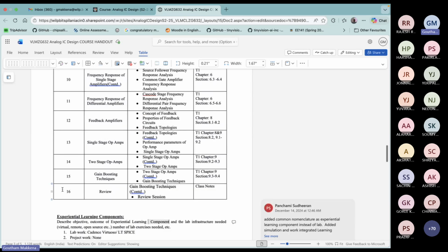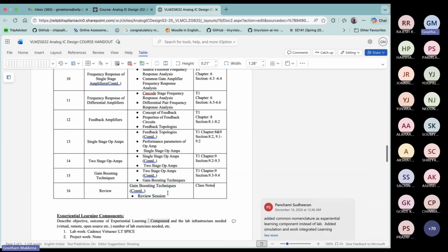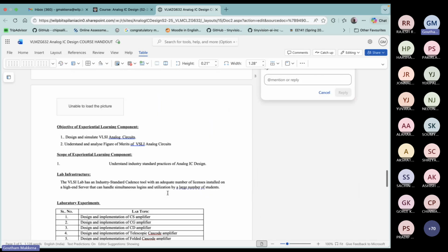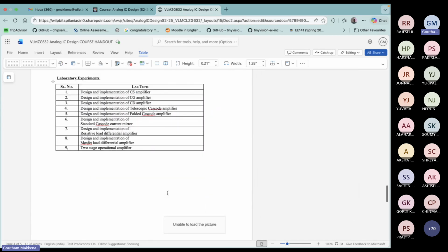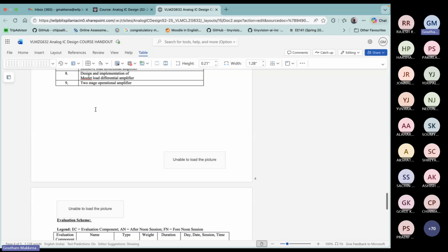And then finally, 16, before we go to the exam, we have a review class, or this can be used for any topics that spill over. Okay. And let me show you the lab topics. Like I told, typically labs are 5 to 6. Out of this, any five experiments will be performed, depending on the lab faculty, so how they want to take it forward.